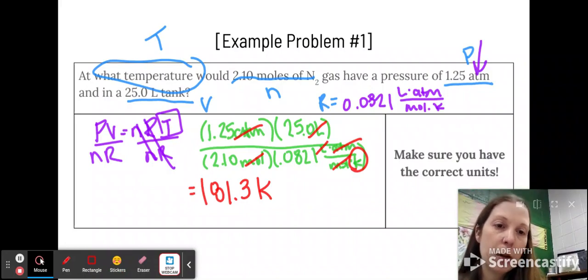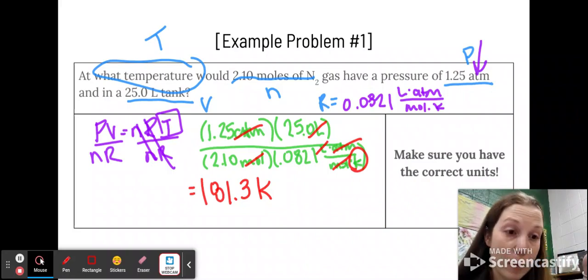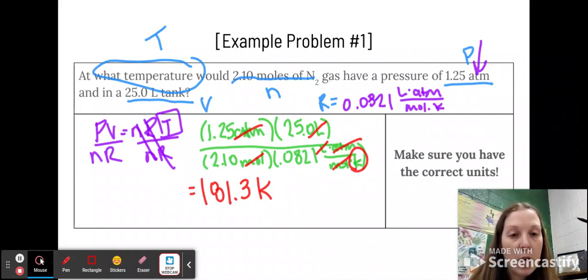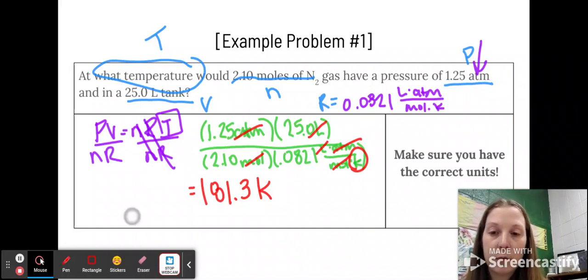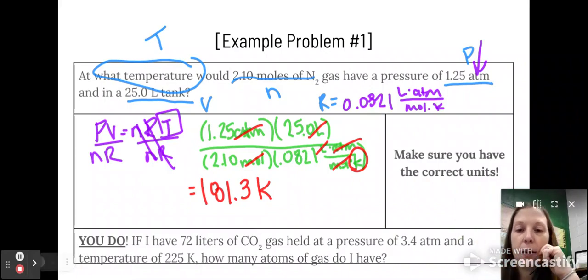A big point to know here is to make sure you have the correct units. Volume always has to be in liters. If I give you milliliters, you've got to change it. We always have to have moles, so if I give you atoms or molecules, you've got to go to moles. We always have to be in Kelvin, so if I give you degrees Celsius, we have to go to Kelvin. The only one that is not necessarily particular is pressure, because you can pick your R constant to match that pressure unit. But the other ones will not change. You have to have those correct units. So now I want you to go ahead and pause the video and try this example.